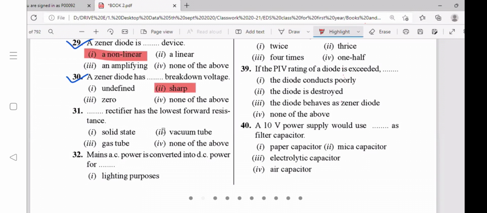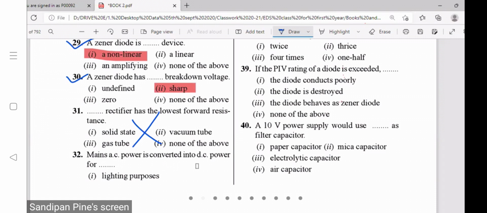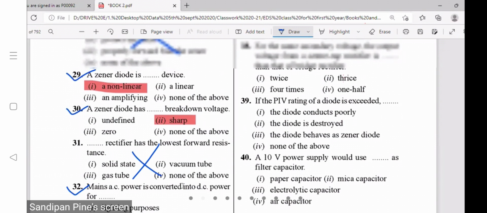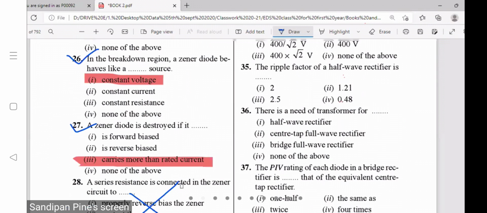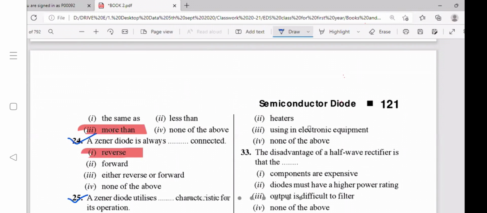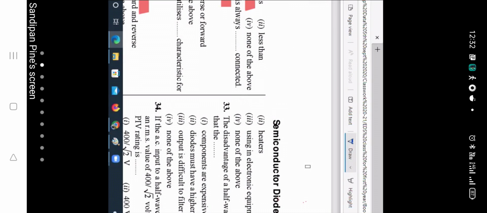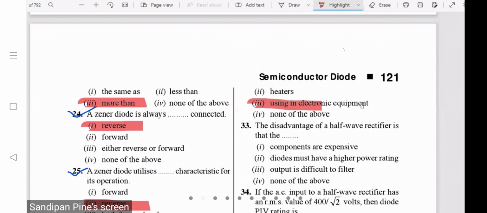Dash rectifier. Rectifier we haven't started yet, so we will not discuss this question. It means AC power is converted into DC power, to run all electronics applications. That's why we convert from AC to DC. It's not for lighting purposes, lighting is a different thing. It's not for heaters. It's for use in electronic components. So C will be the answer.